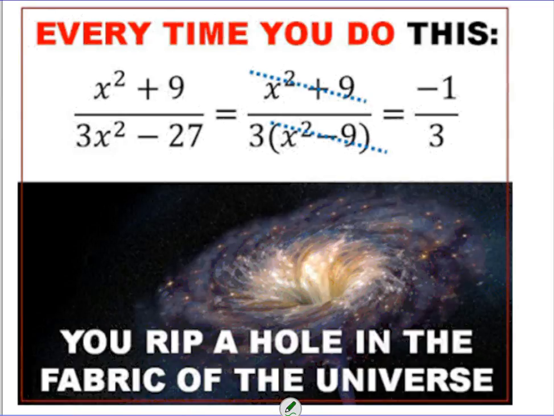Every time you do this, x squared plus 9 over 3x squared minus 27. Notice what they did, they factorized this. A common factor, that factorizes to 3 brackets, x squared minus 9, because you can take out 3 as a common factor from the denominator. But when you do that, what did they do here? They made an error.